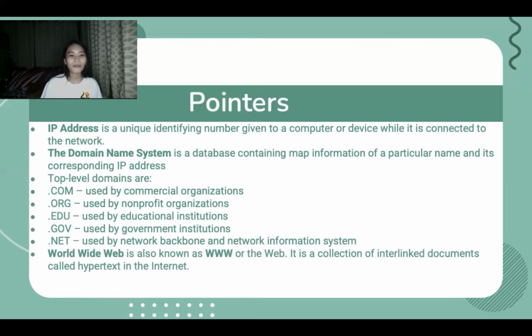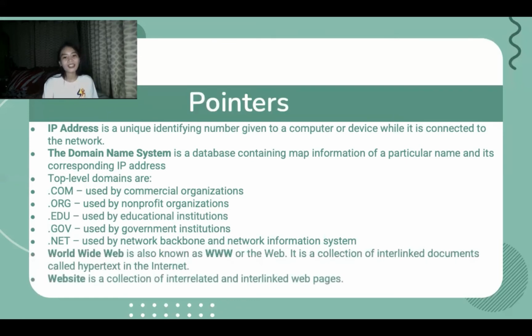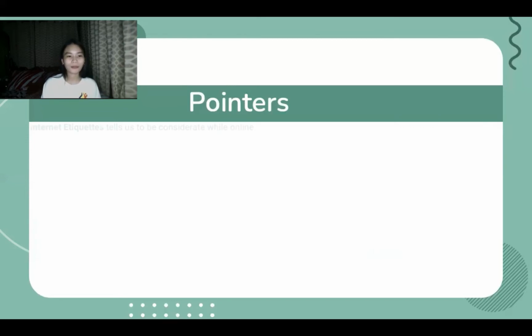It's called hypertext in the internet. Okay, class. So when you hear the word hypertext, you may not understand it right away. But if you think about it, it is actually as simple as the link. Okay, so the other word for link is hypertext. Next, a website is a collection of interrelated and interlinked web pages.